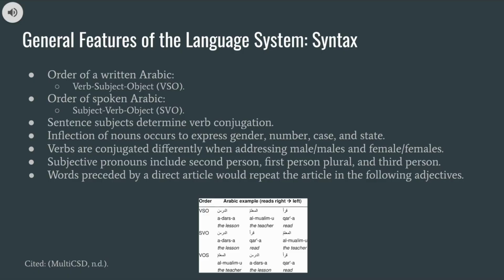Verbs are conjugated differently when addressing males and females. Object and possessive pronouns can be similar but not independent of each other. Pronouns are also attached to verbs and objects when necessary. Subject pronouns have a second person, first person plural, and third person. Also, words that are preceded by a direct article would repeat that article in the following adjectives in order to make the direct case.